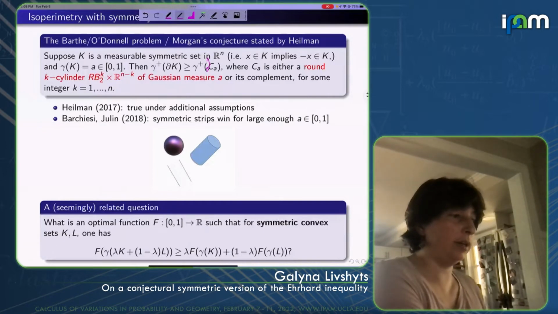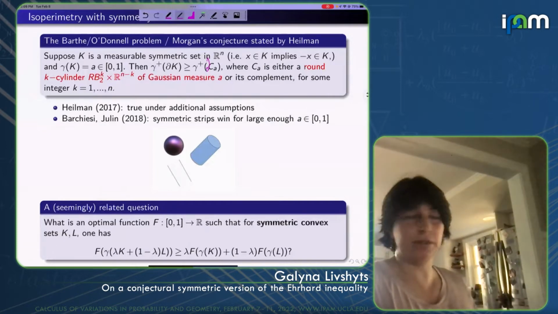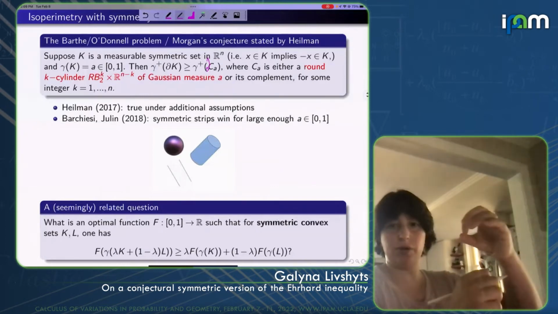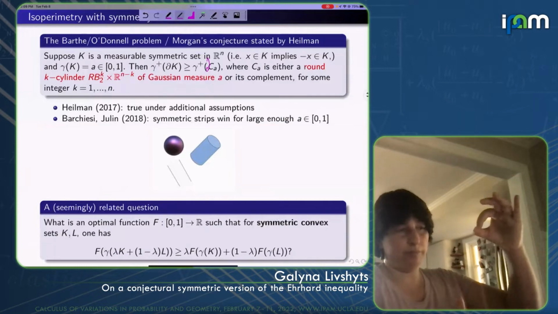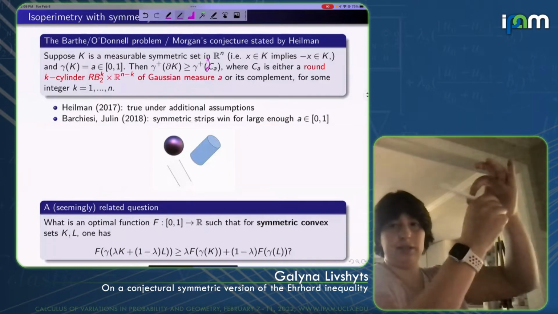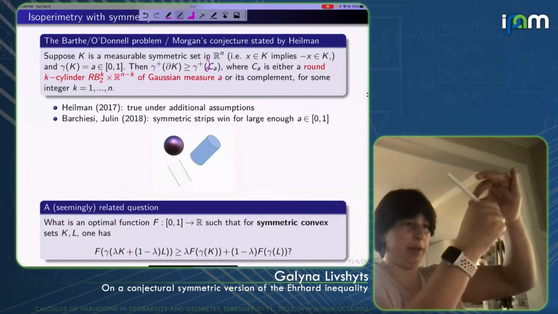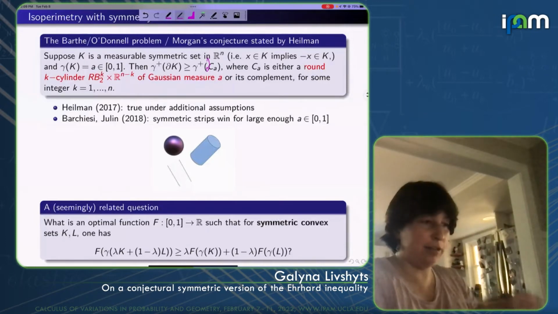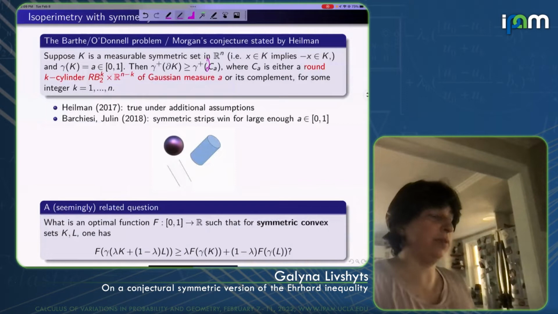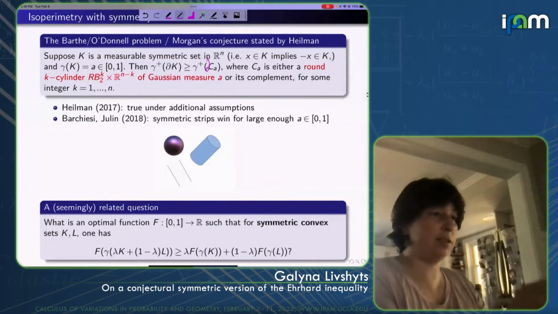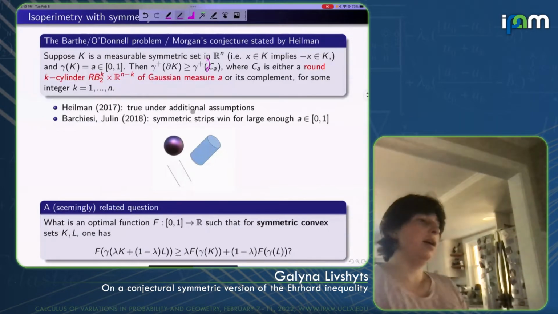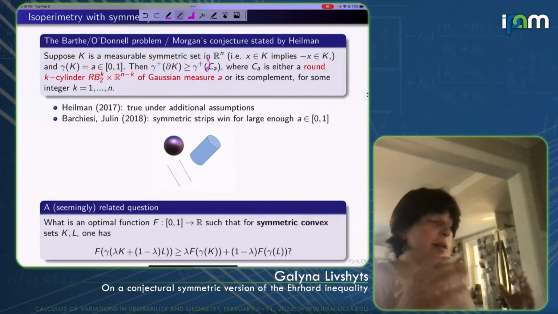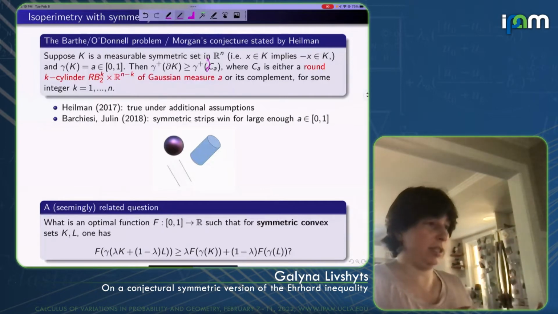What do I mean by a round k-cylinder here and throughout the talk? It's a set of the form R B^k times R^(n-k). So it's a ball of some smaller dimension or full dimension times the space of the remaining dimensions. A strip, a ball, a cylinder are all round k-cylinders, in this case of fixed measure A. It's conjectured that those are the isoperimetric minimizers for the Gaussian surface area among symmetric sets.